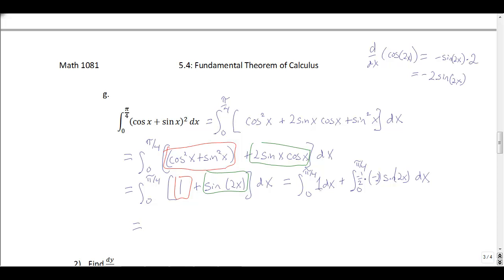So then what I get, the antiderivative of 1 is just x. Derivative of x is 1. Evaluated from 0 to pi over 4. And then the second one, I have a negative 1/2. And then the negative 2 sine 2x, that antiderivative is cosine 2x. From 0 to pi over 4, or maybe pi over 4 to 0, depending on how you want to think of it. And so then I get plug in pi over 4 for x, gives me pi over 4 minus 0, the first one.